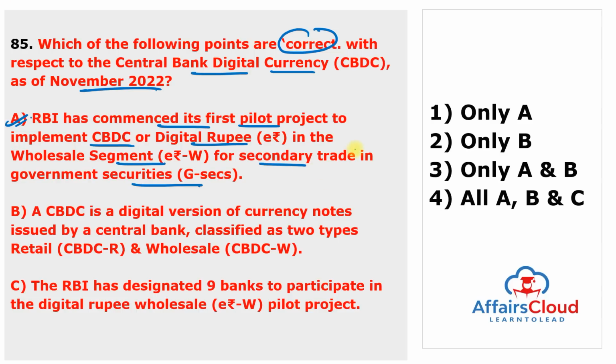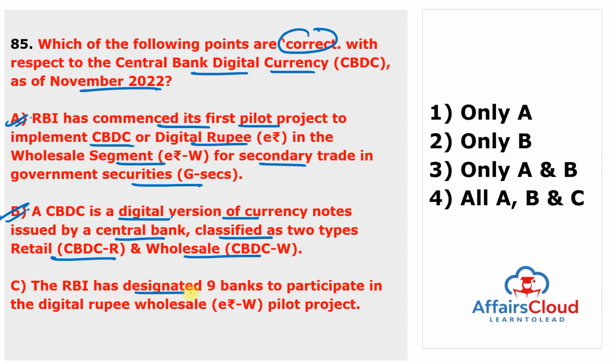The first pilot in the digital rupee is the retail segment, and it is set to debut this month. CBDC is a digital version of the currency notes issued by the central bank, classified into two types. One is retail, second is wholesale. And wholesale CBDC is designed for restricted access to select financial institutions. This statement is also true.